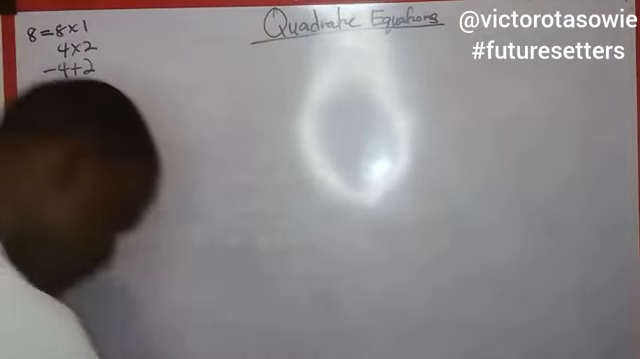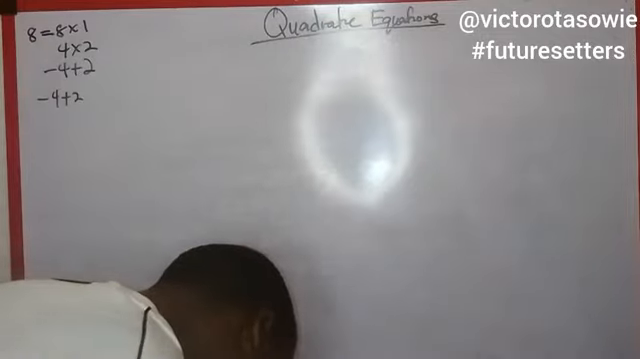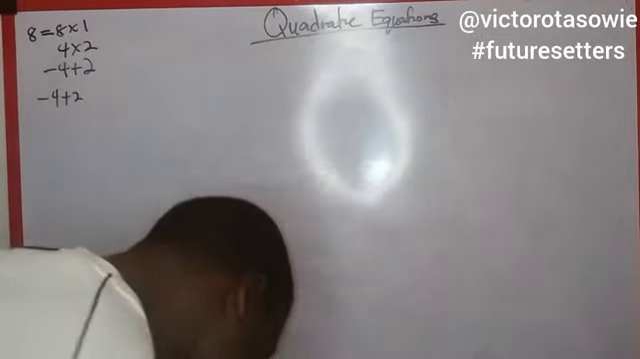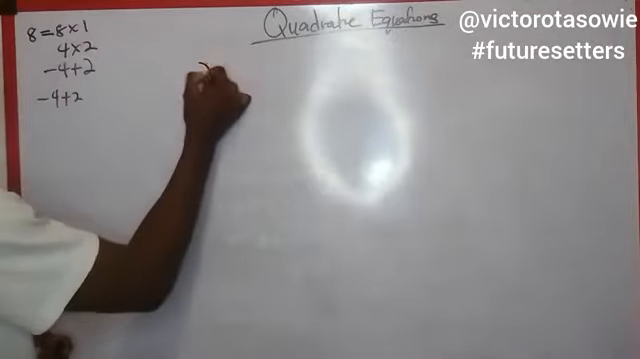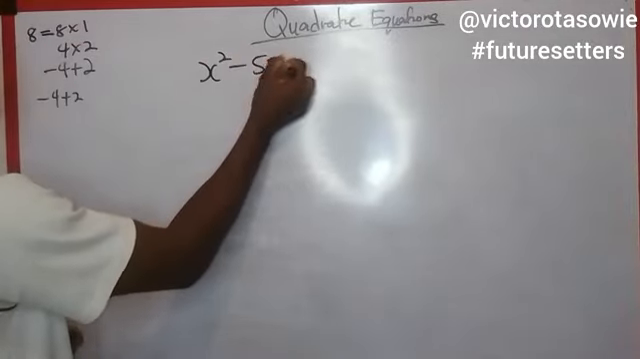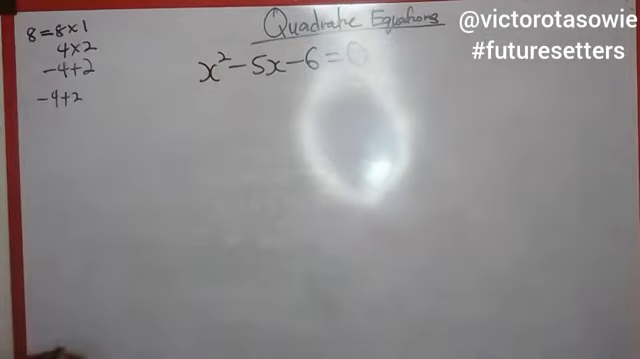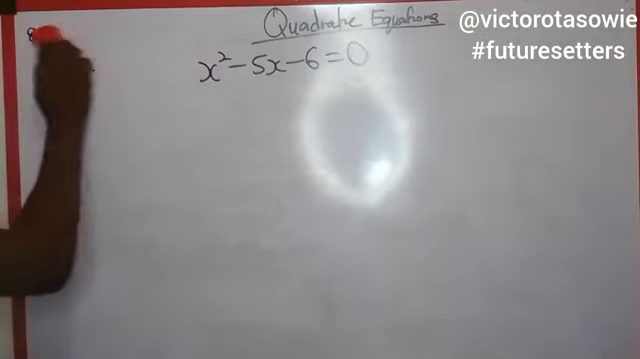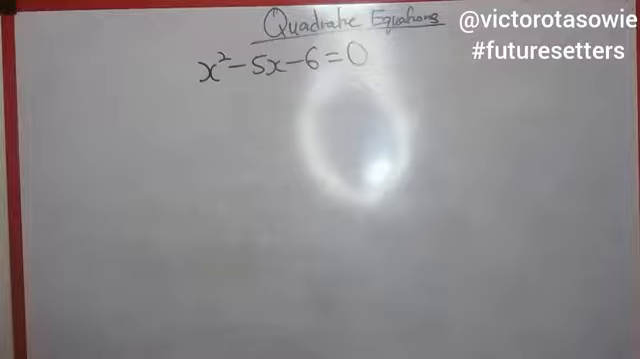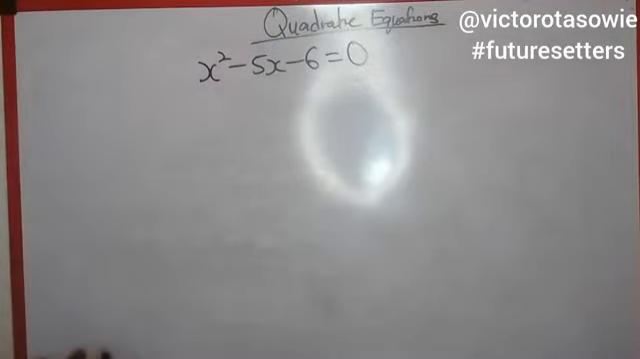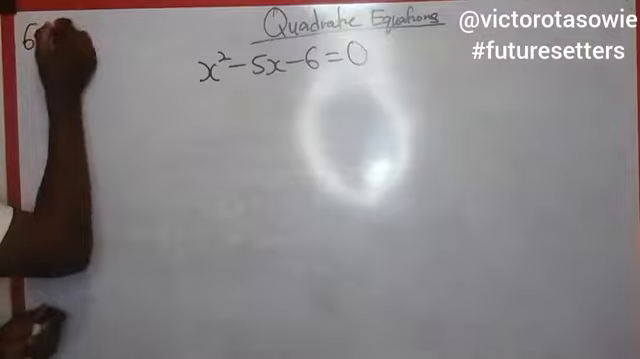So let's check out this other question. We have x squared minus 5x minus 6 equal to 0. Now, to solve this particular question, you know our b is minus 5. Then our c is minus 6. So we are going to check 6. This is 6 now. 6 equal to 3 times 2.